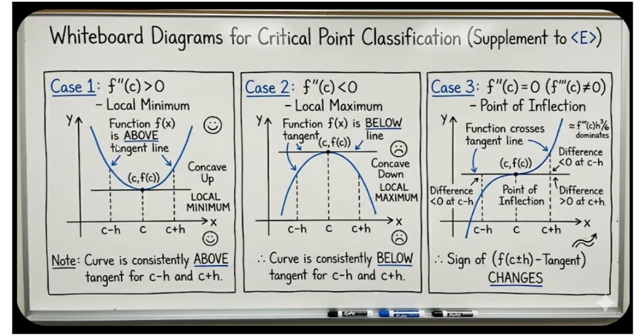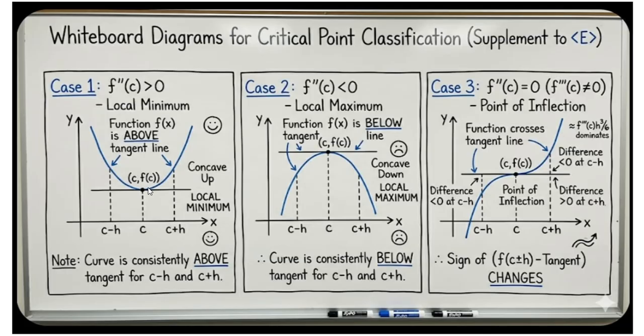Whenever we find the critical point c, f of c, where f dash of c is equal to 0, we can get the left side of c, that is c minus h. The difference is the function value at c minus h minus the tangent value at c minus h, and the tangent value at c minus h is always f of c only, as we know already.